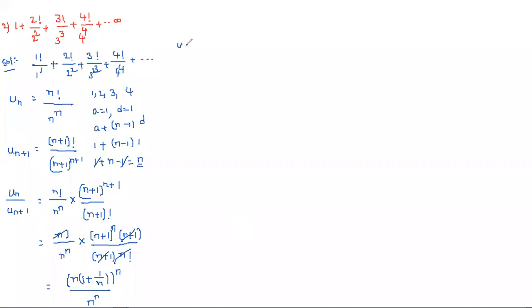And simply we can write this as un by un plus 1 is equal to n power n into (1 plus 1 by n) whole power n by n power n. So these two cancel, and now we can apply the limit for this. Limit n tends to infinity, un by un plus 1 is equal to limit n tends to infinity, (1 plus 1 by n) whole power n.